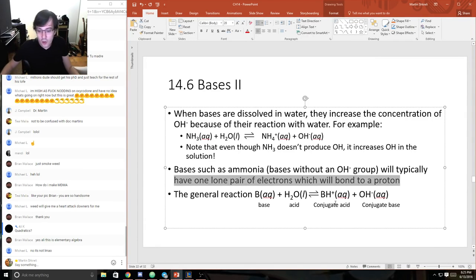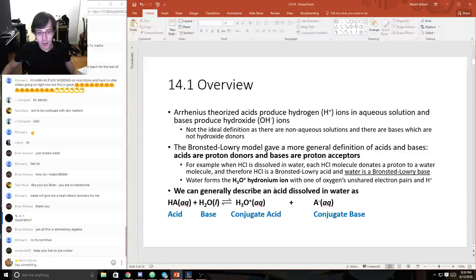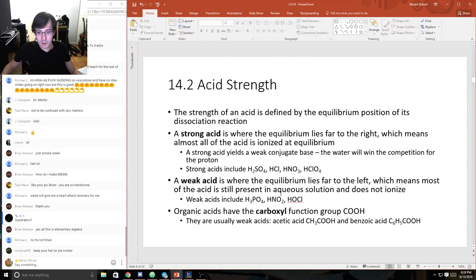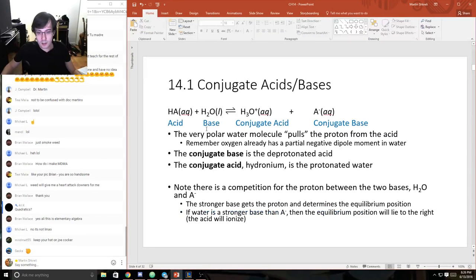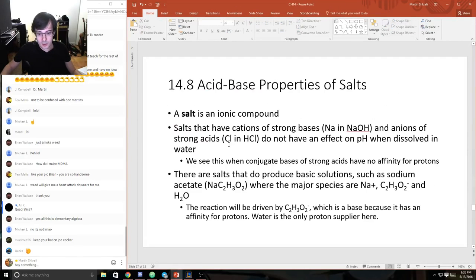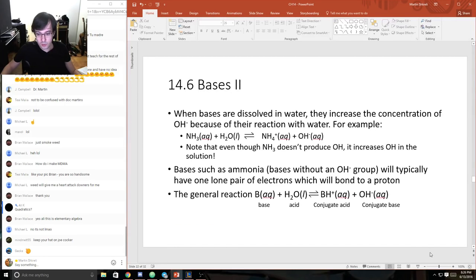So here's this general reaction. We have a base, B, that's in an aqueous solution. We have water, which will act as the acid in this case. Remember this amphoteric property, because a while back we had water acting as a base. So in this case, water will act as an acid. And then the opposite will occur, where the base will become the conjugate acid.